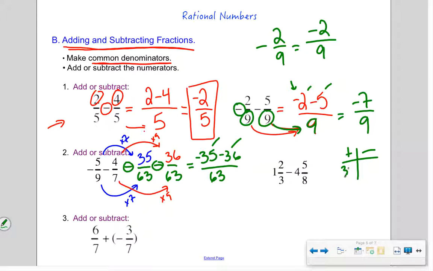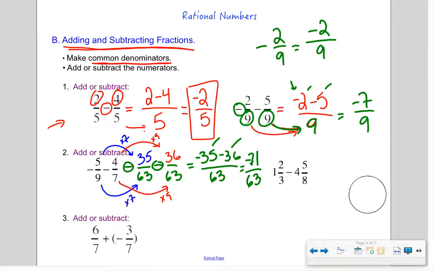Okay, 35 for the negative team, 36 for the negative team. The negative team has 71 points, so it's going to be negative 71 over 63. I can't simplify that. I'm pretty sure 71 is a prime number. There's not really anything that's going to go into 71. So that is my final answer.